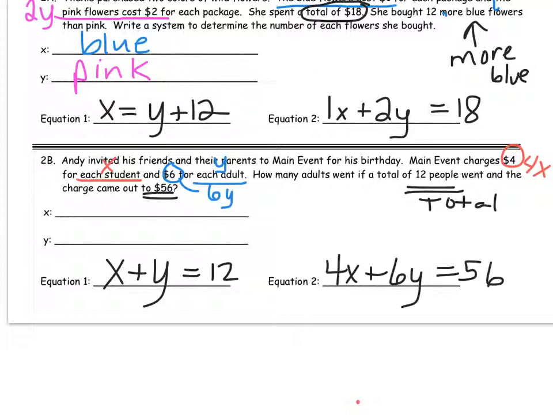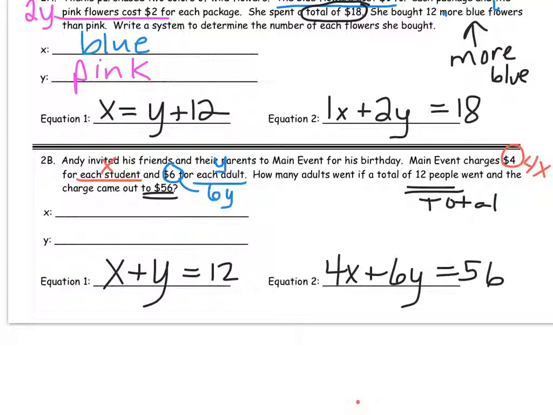And then I went ahead and circled the money. $4 for the students, so I notated 4X. $6 for the adults, so I notated 6Y. And then I did a double underline on my totals. I had a total of 12 people coming and a total of $56 spent. And then I wrote my two equations.